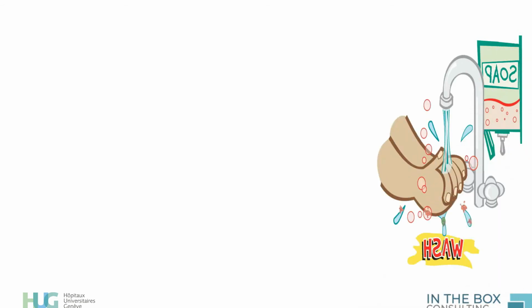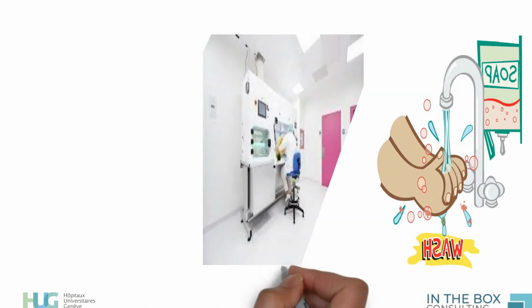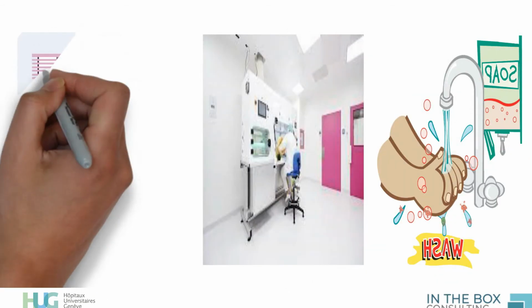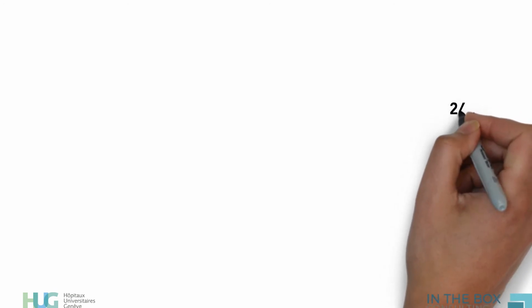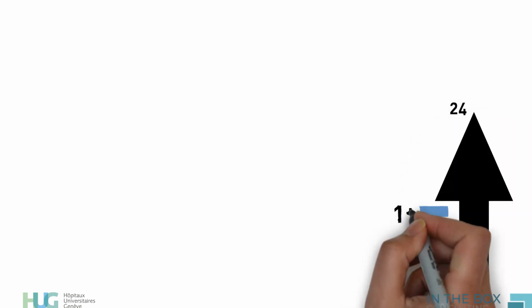For hand washing, behavior evaluation was performed with a camera recording the procedure before entering the clean room. Each step was assessed on a 24-point scale, with 18 points or more considered to be good hand washing practice.